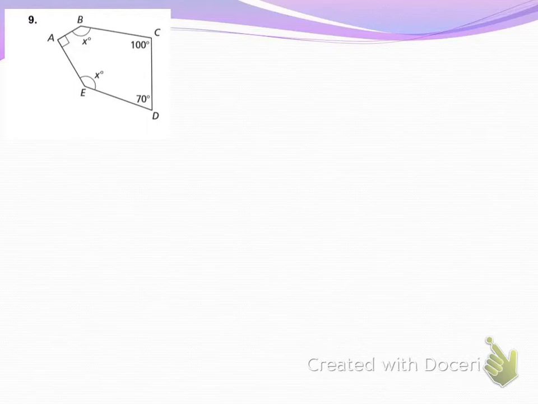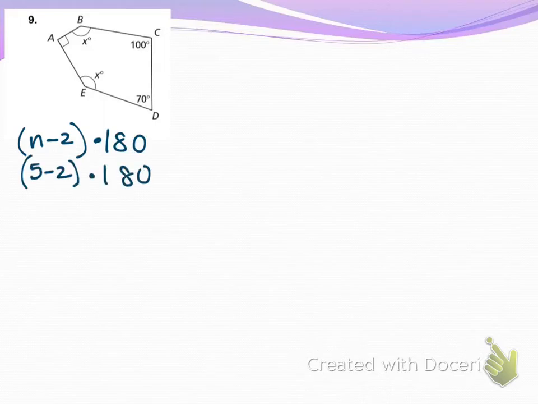So the first thing we need to know, how many degrees fit inside of this shape? How many sides are there? 5. So if you don't know off the bat how many degrees it adds up to, what do we have to use? The (N minus 2) times 180. So 5 minus 2 times 180. 5 minus 2 is 3, times 180. 540. So that means all 5 of these angles add up to 540 degrees.